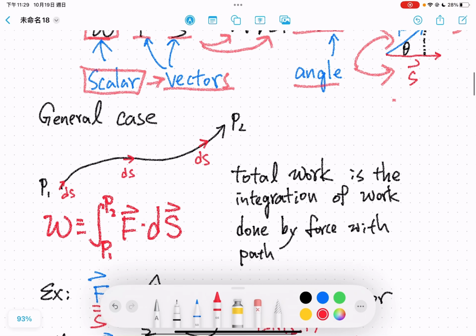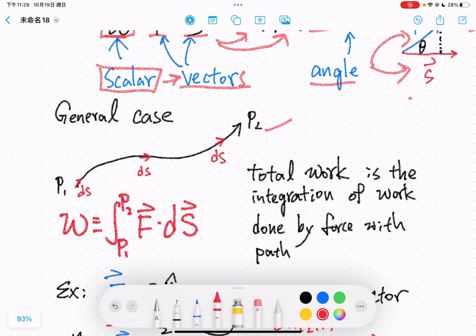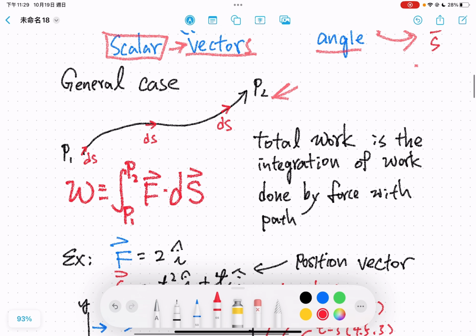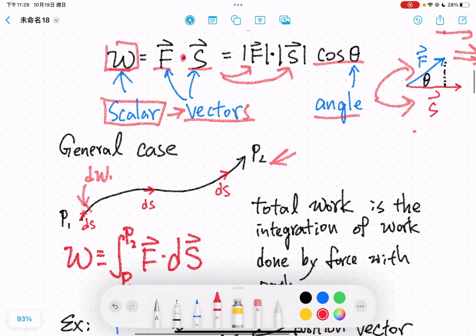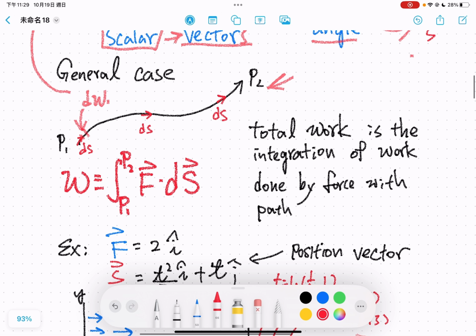Then we can write this in the more general case. The general case is that our path can be an arbitrary path. So if we consider this, we can cut the path into small pieces. Each small piece is the force inner product with the displacement. Then we integrate all of the small pieces, or we say it is the sum of all of the small pieces of work.